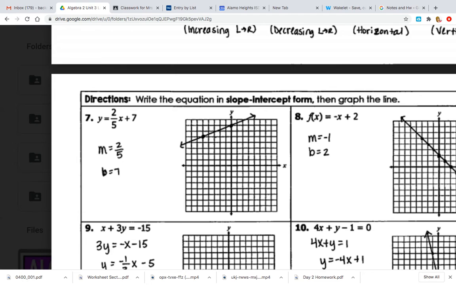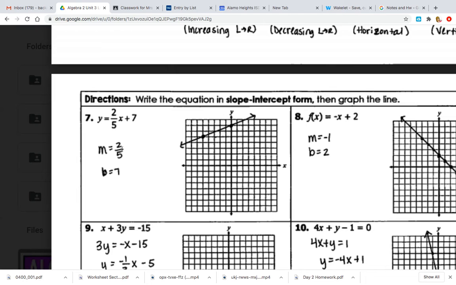And the reason that's important is because if I run out of room, right? So if I go up 2, I'm already off the graph. But if I go down 2, 1, 2, and over to the left 5, I get a new point right here. And so it helps me graph, okay? Because I can go up 2 and to the right 5.